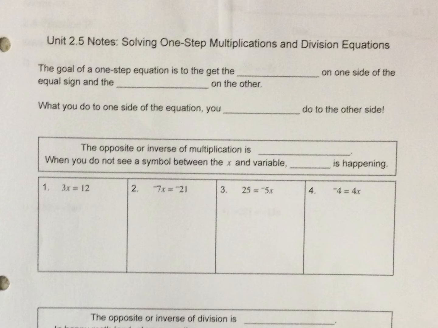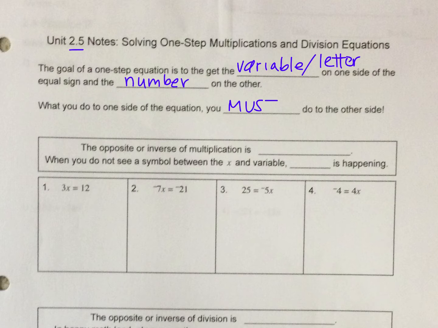All right, these are our 2.5 notes. We're solving one-step multiplication and division equations. The goal of a one-step equation is to get the variable or letter on one side of the equation and the number on the other. What you do to one side of the equation, you must do to the other side.